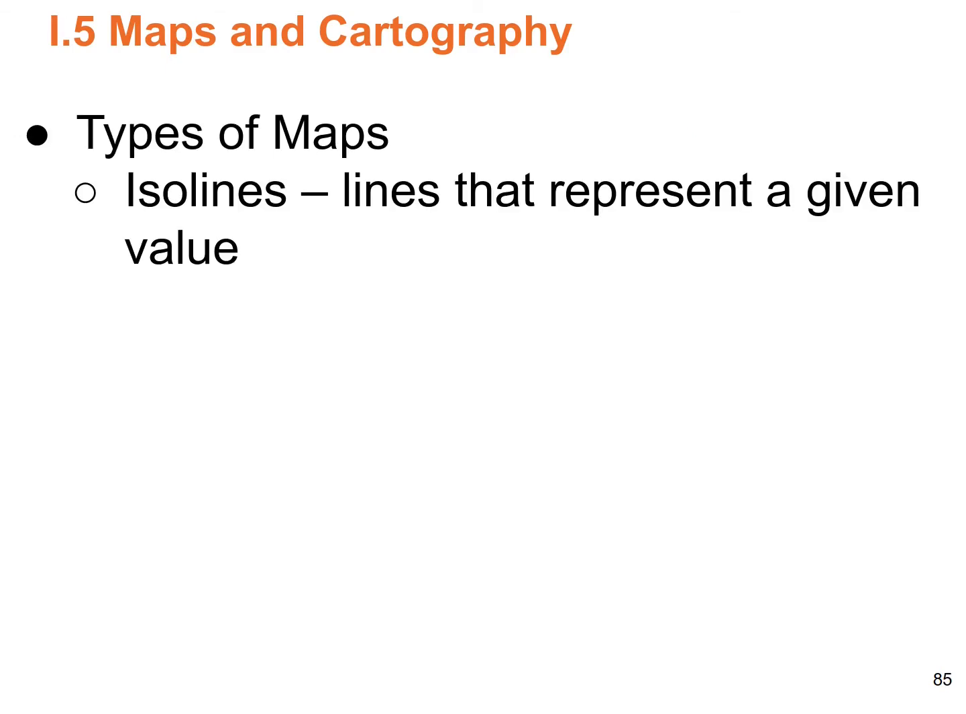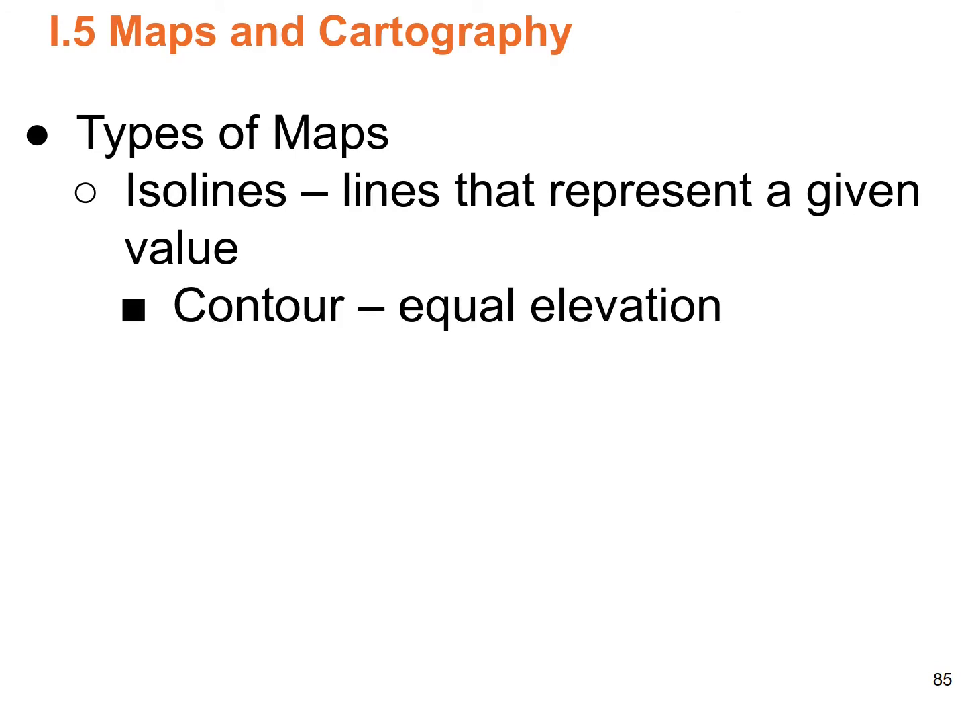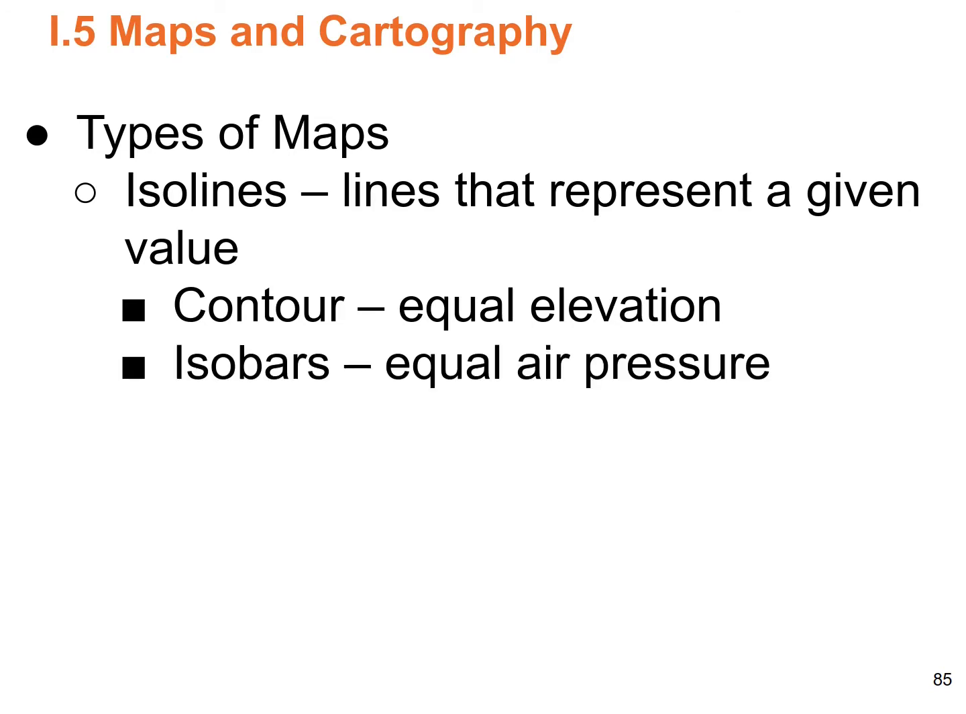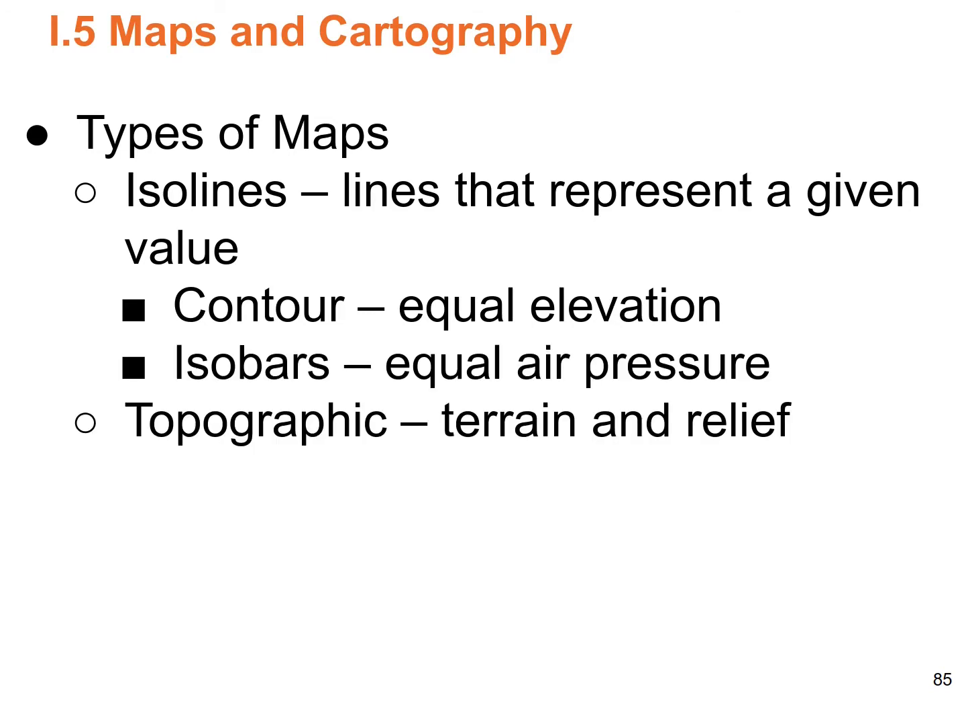Some maps have isolines. ISO means the same. That's one of those words. You should probably write that down. ISO means the same. Lines that represent a given value. Contour lines are lines of equal elevation, very common on hiking maps. Isobars are lines of equal pressure, another type of isoline.